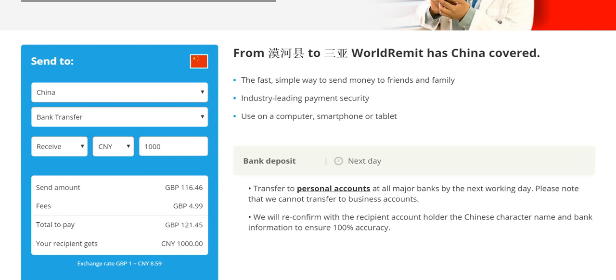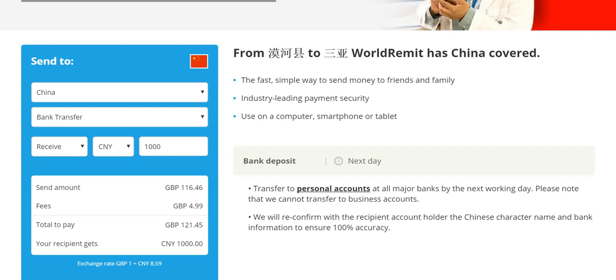Remember that these are all not only major Chinese banks but also some of the world's largest banks. So in fact, we're looking at millions of customers that these banks have. And in every such instance, you can easily transfer to personal accounts of all of these banks by as little as the next working day, not to business accounts.